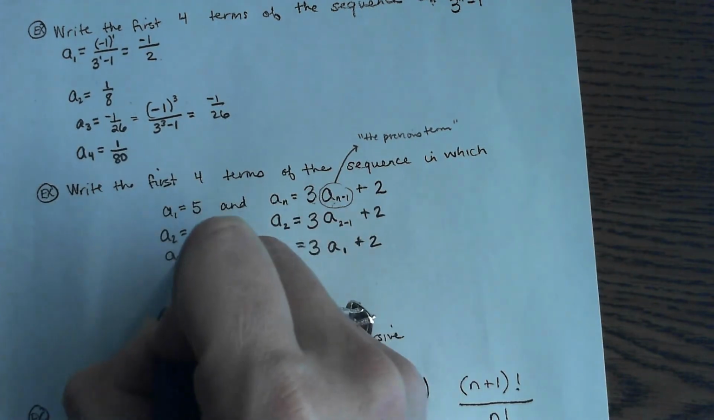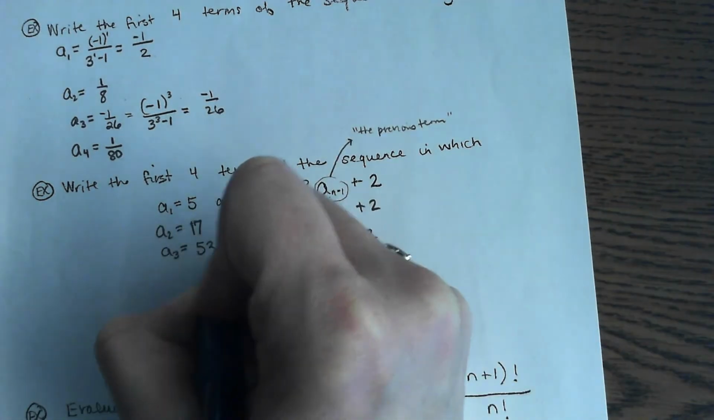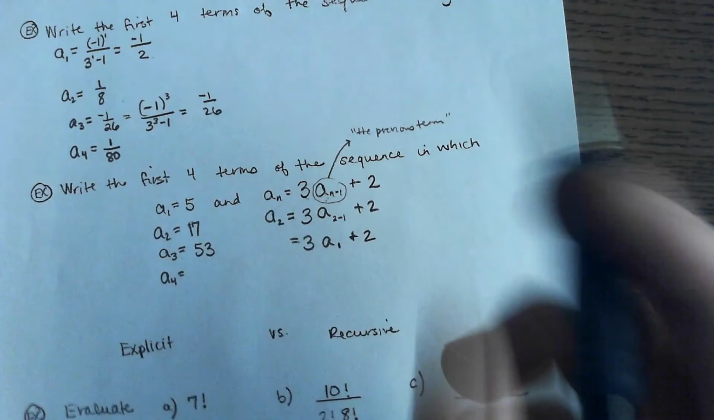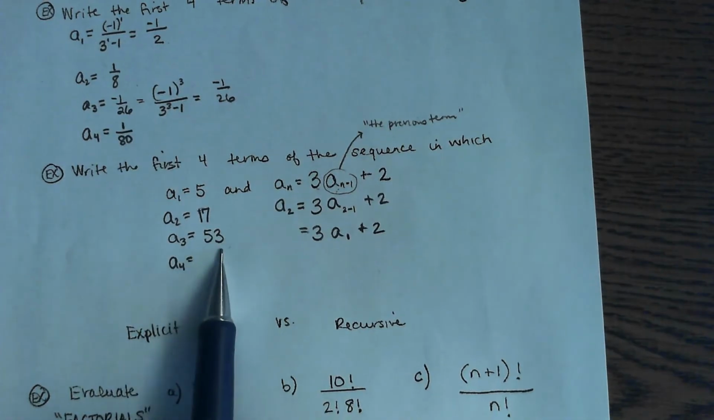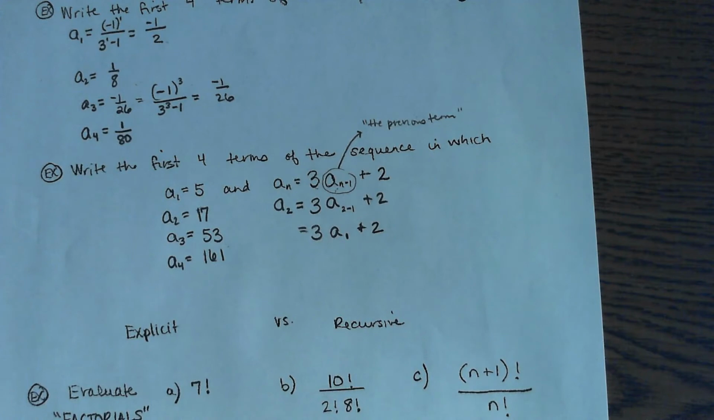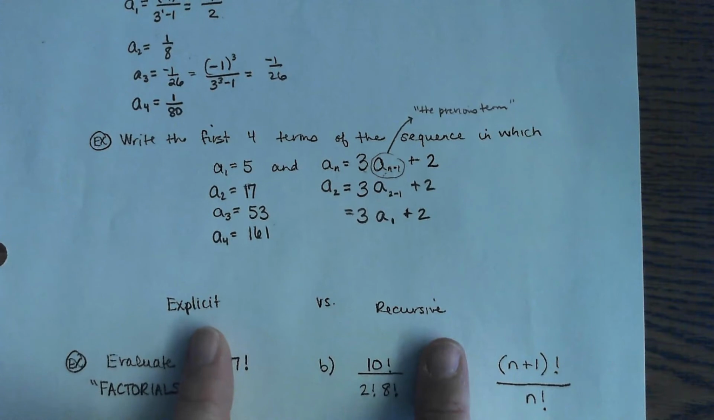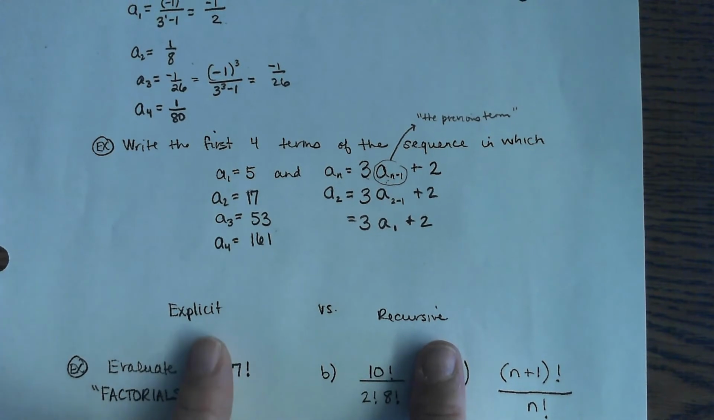To get A sub 3, 3 times the previous term would be 3 times 17, which is 51. Add 2 would get you to 53. And then A sub 4, 3 times the previous term would be 159, plus 2 would be 161. Yes? So the two types of equations we've just looked at are recursive and explicit.